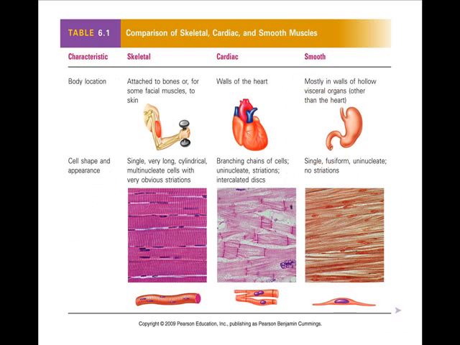This is a really nice slide that compares what skeletal muscle looks like, what cardiac muscle looks like, and what smooth muscle looks like, and compares the three. I think that's a really important skill, to understand the differences between the three types of muscle tissue, what they look like, what they do, and where you find them.